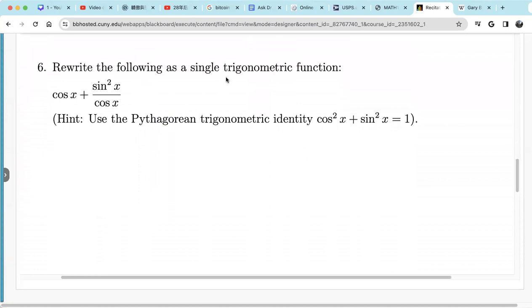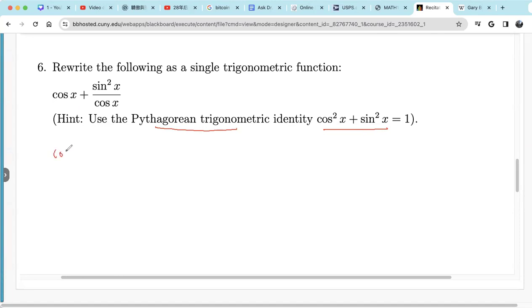Let's see 6. For 6, we want to rewrite this as a single trig function. So basically, we want to simplify this, right? By using these identities, cosine squared plus sine squared of the same angle equals 1. Basically, this is a Pythagorean trig identity.